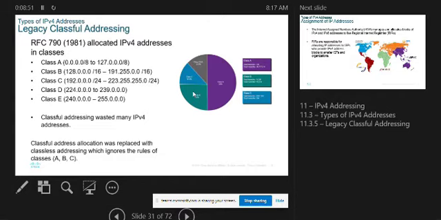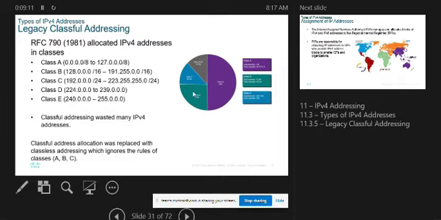So when we get into class D and E, you won't see these on your LAN unless you're working for some kind of research or governmental entity. Those aren't used in the public-private sector, so you won't see those. So if you see something that's D or E, it's because you're working for a different organization.